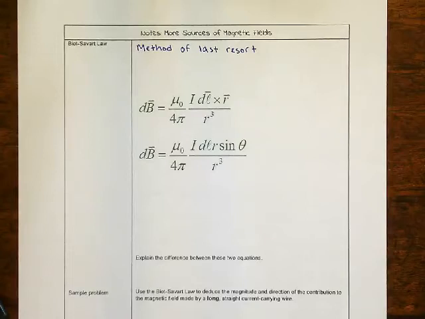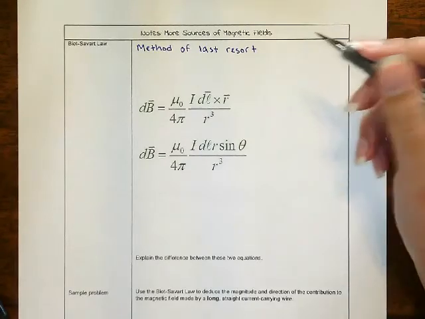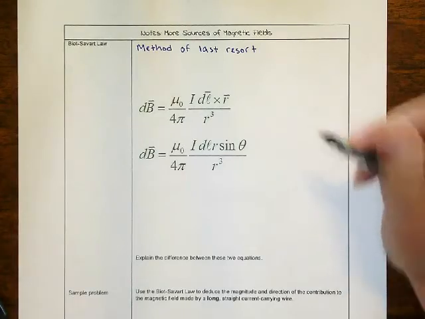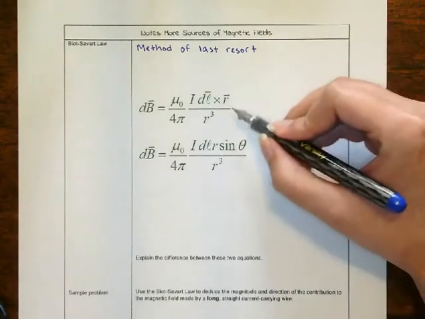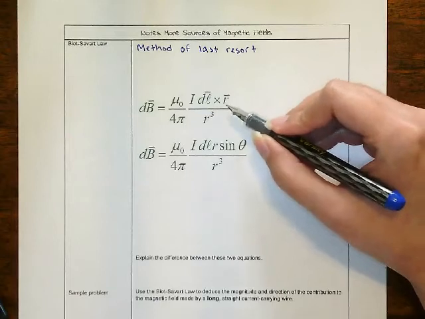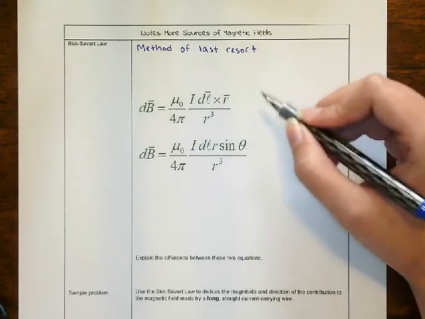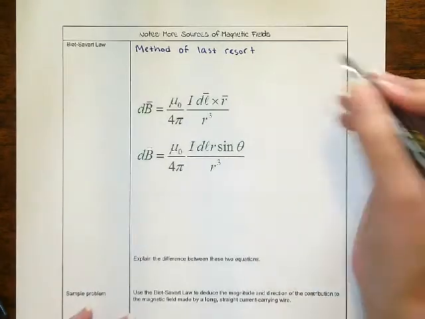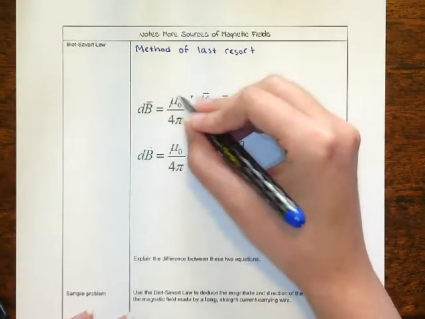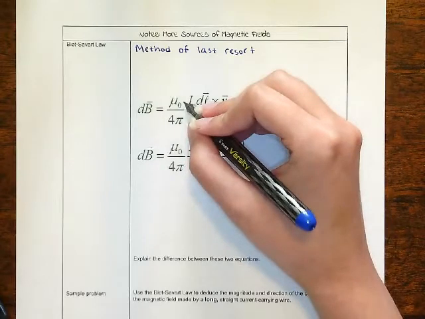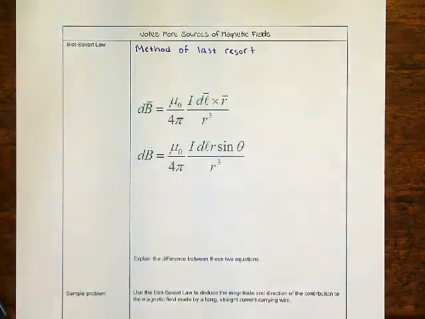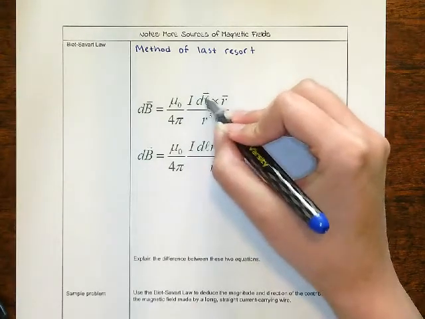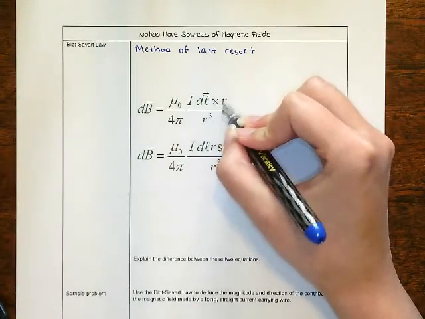Okay, let's talk about Biot-Savart, which is the method of last resort when it comes to finding magnetic field. As you can see, this equation is probably one of the ugliest equations that we have encountered in AP Physics C. We've got this mu naught over 4 pi, which is kind of standard in a magnetic field situation. We've got I times dl cross r.